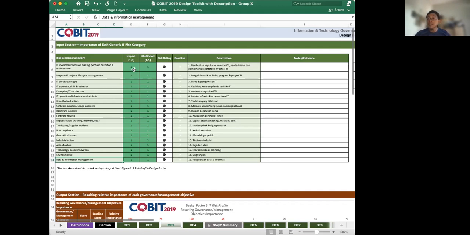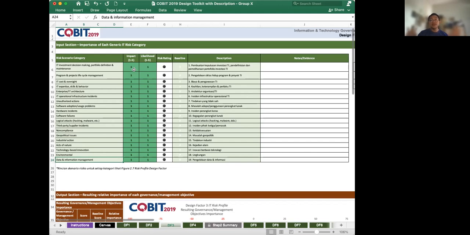And then likelihood is whether it will happen a lot, more frequently, or whether it is unlikely to happen. If it is unlikely to happen, then you put 1 there. Otherwise, if it can happen very frequently, then you put 5, the highest level. So the highest risk is when you put 5 for the impact and 5 for the likelihood, the probability to happen in the future.